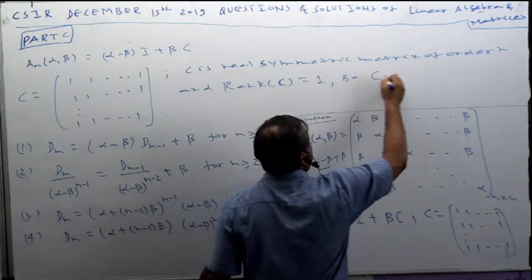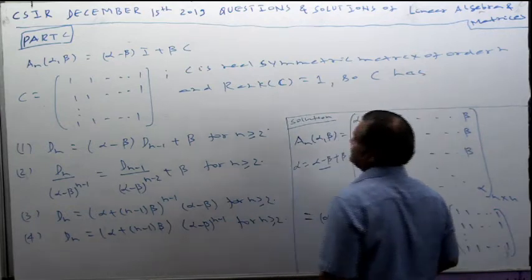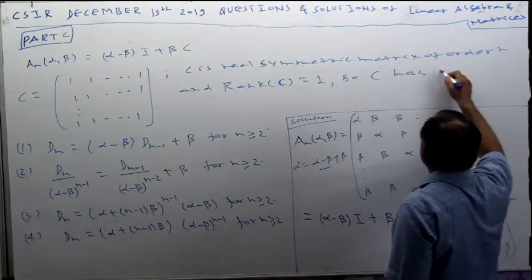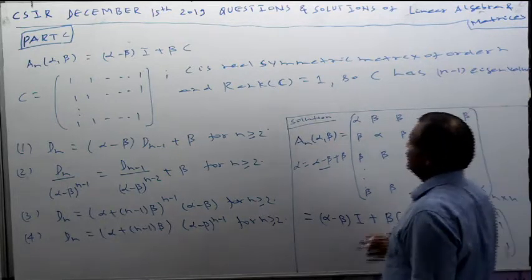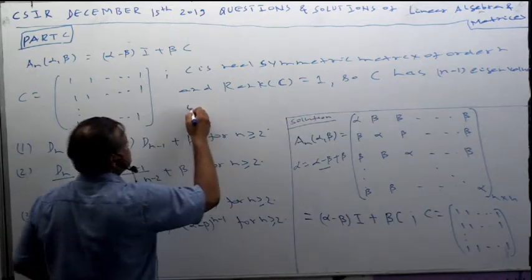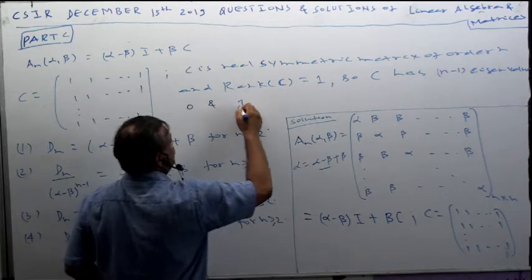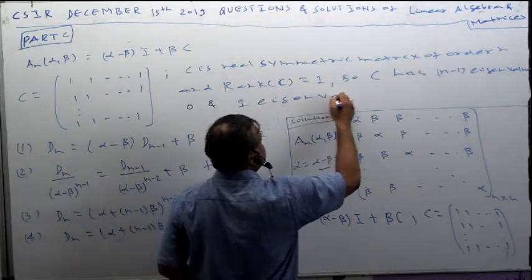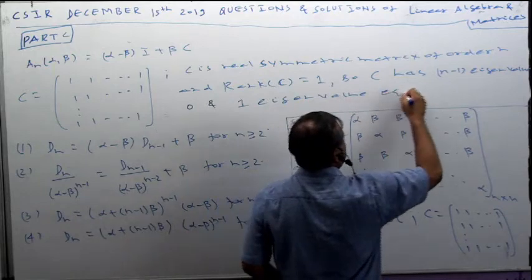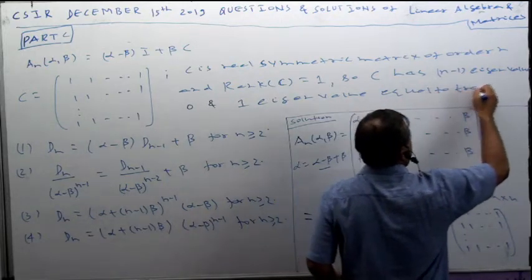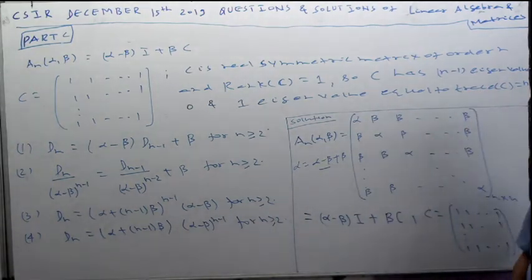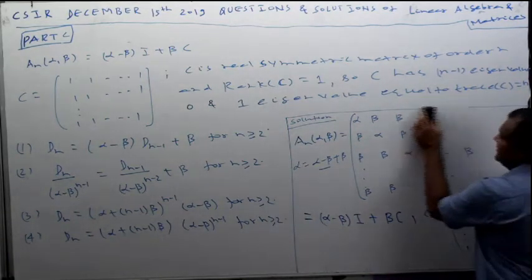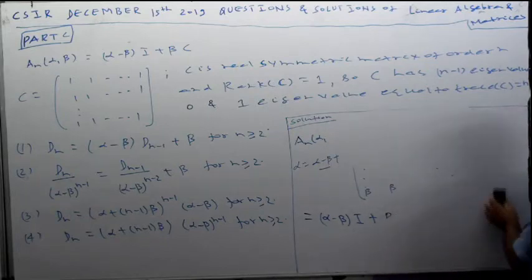So C has n minus 1 eigenvalues 0 and 1 eigenvalue equal to trace of C, which is n here. Are you happy with this? Go on giving me a space. I will give you the complete statement.